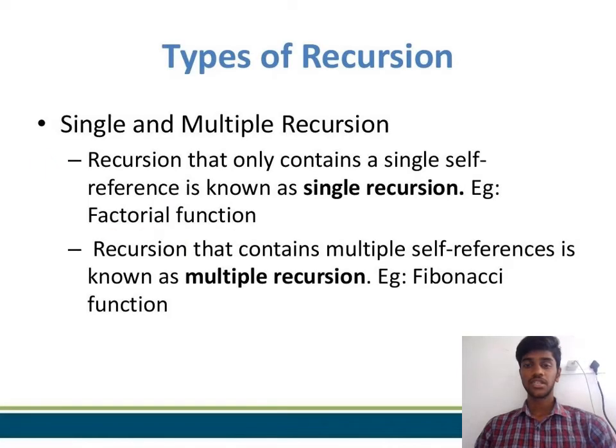In types of recursion, the first one is single and multiple recursion. Recursion that only contains a single self-reference is known as single recursion. Example, factorial function. Recursion that contains multiple self-references is known as multiple recursion. Example, Fibonacci function.